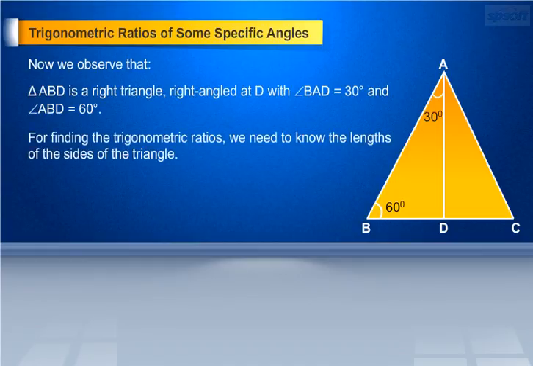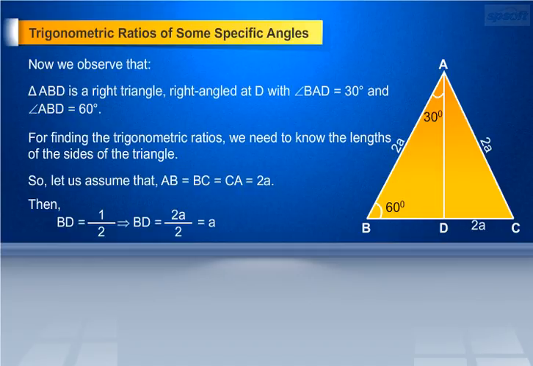For finding the trigonometric ratios, we need to know the lengths of sides of the triangle. So, let us assume that AB equals BC equals CA equals 2a. Then, BD is half of the BC, since AD is the perpendicular bisecting the side BC, that is, D is the midpoint of BC. This implies that BD equals 2a by 2. This is equal to a.